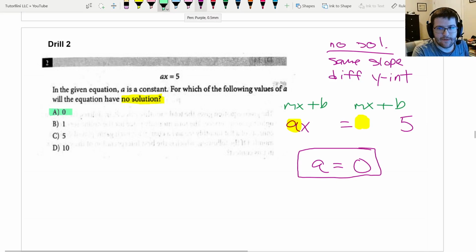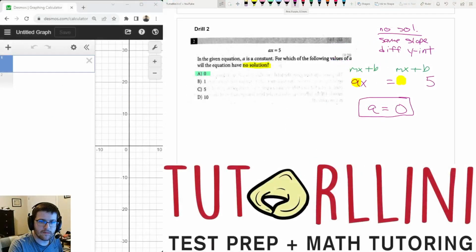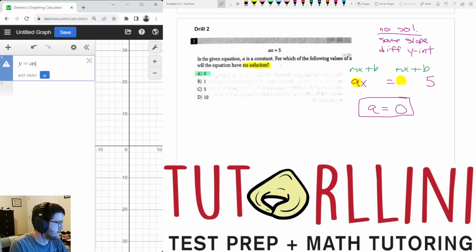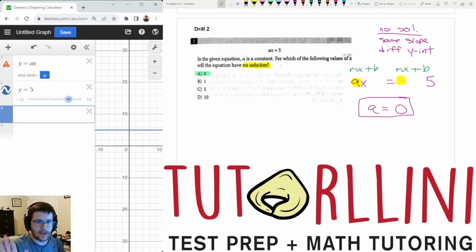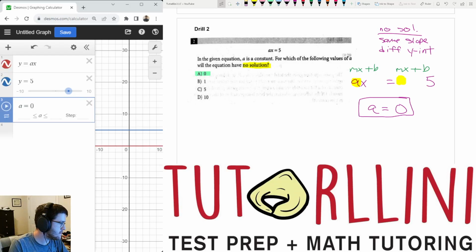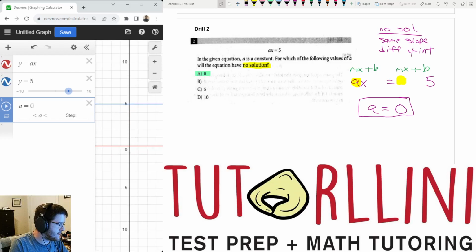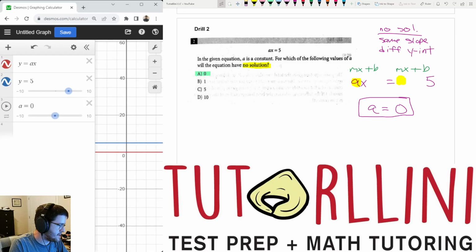Now, I'd definitely check before you move on. So let's go to Desmos here. I'm going to break it up into a system. So y equals ax, and y equals 5. So y equals left-hand side, y equals right-hand side. Now I'm going to make a 0. And you see they are parallel, they're never going to touch.